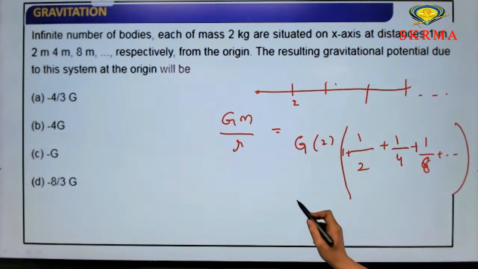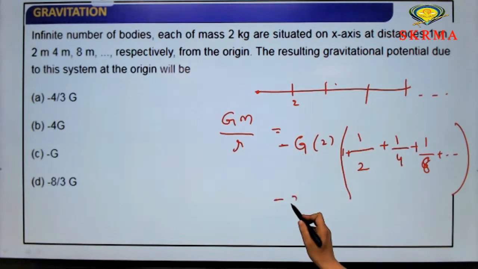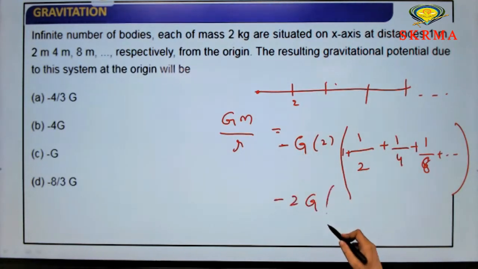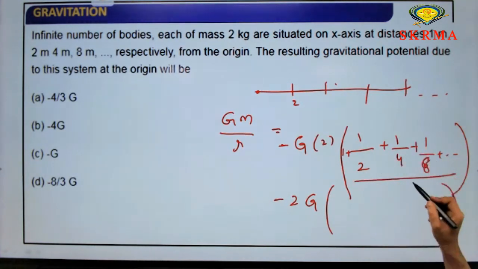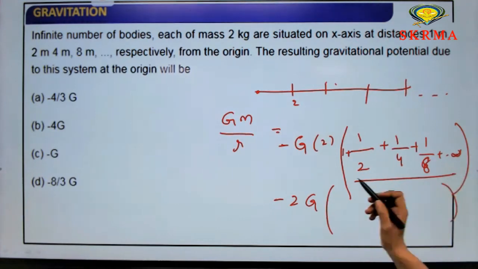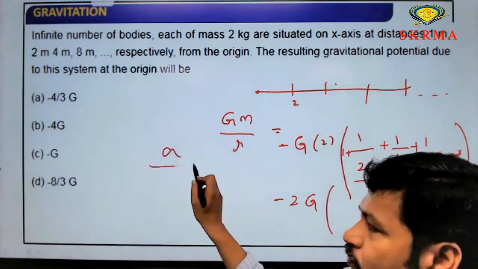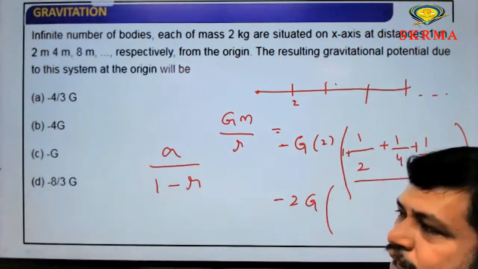If you observe this, there is a minus sign in the formula. Why? Because this is attraction. Minus 2G into 1 plus 1 by 2 plus 1 by 4 plus 1 by 8, which is a geometric progression. The sum of terms up to infinity is A by 1 minus R, where A is the first term and R is the common ratio.